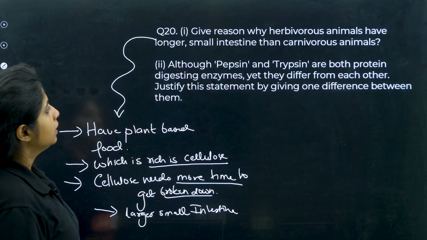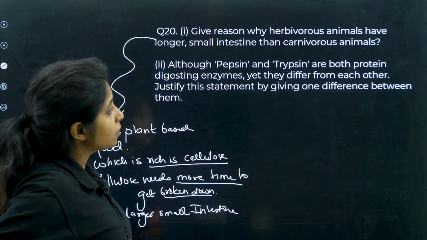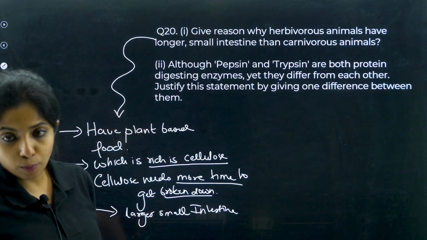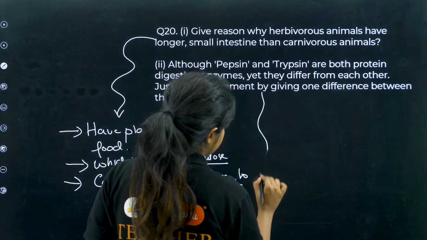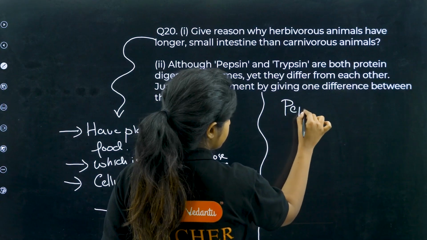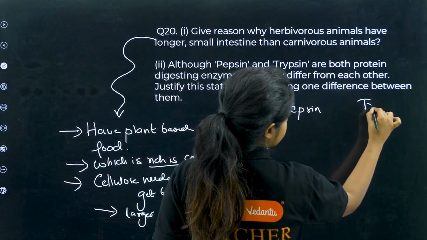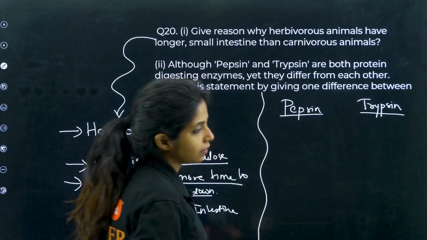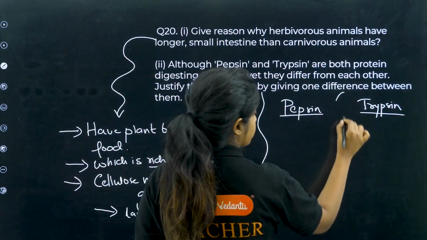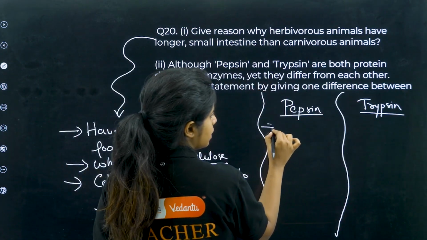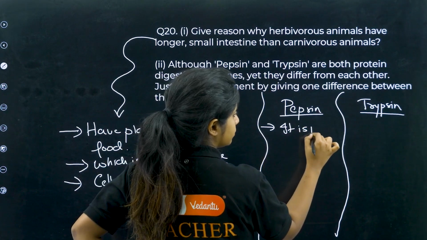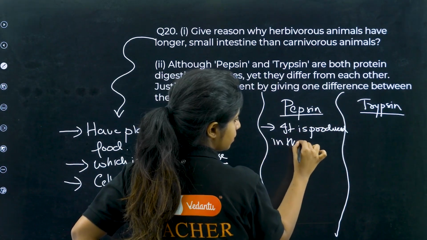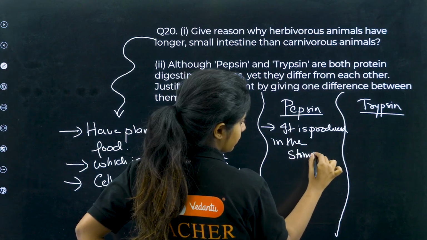Okay, now although pepsin and trypsin are both protein digesting enzymes, yet they differ from each other. So let's talk about that. You have pepsin and you have trypsin. Both are what? Protein digesting enzymes. So you agree regarding that. But you are asked for one difference. Where is pepsin produced? It is produced in the stomach.